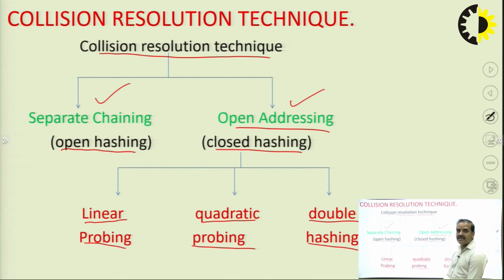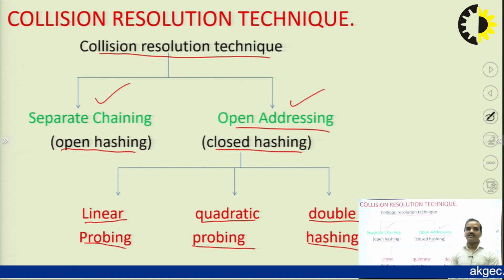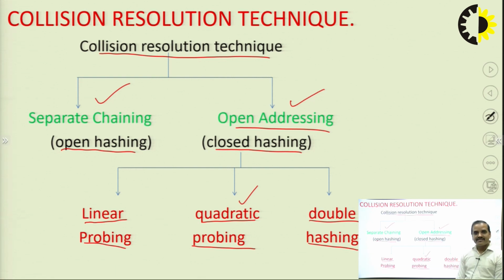This classification is on the basis of the hash function. In the case of linear probing, we use a linear hash function. In the case of quadratic probing, we use a quadratic function, and in the case of double hashing, we use a double hash function. The output of the first hash function is the input for the second hash function.